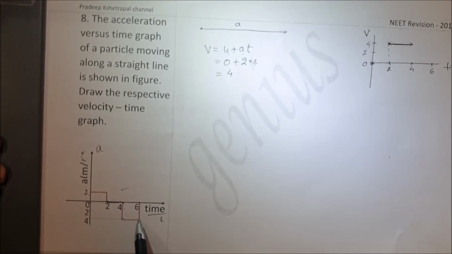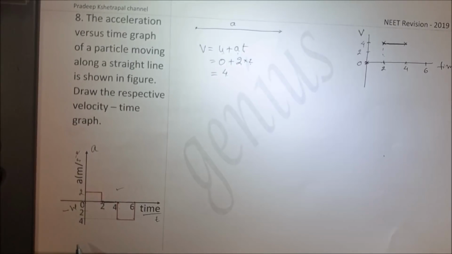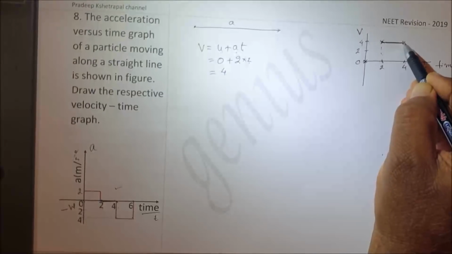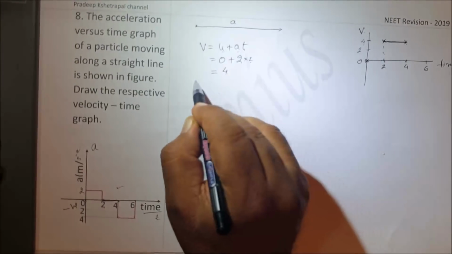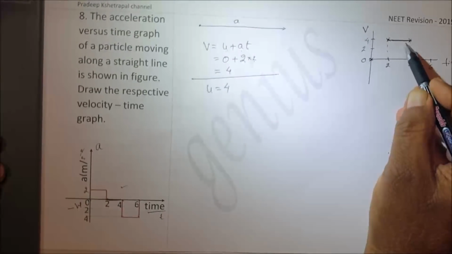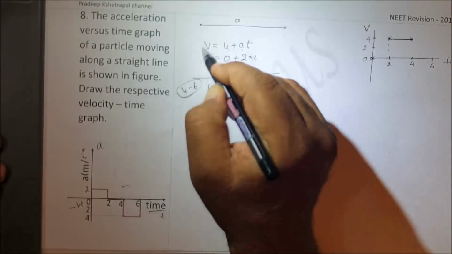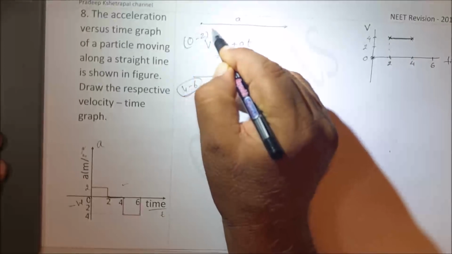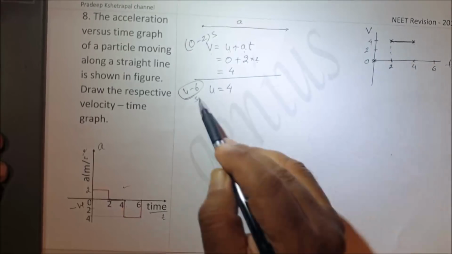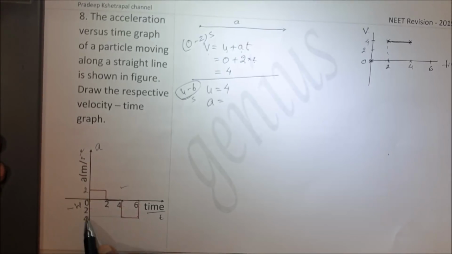After 4, for the next 2 seconds, what happens? There is an acceleration of 4, but this is negative, meaning there is a retardation. So what happens to speed? Here the velocity is 4. Initial velocity is 4. For this calculation I am doing the 4 to 6 calculation; the earlier one was the 0 to 2 second calculation. For 4 to 6 seconds, the initial velocity is 4 and acceleration, taking it from here, is minus 4.